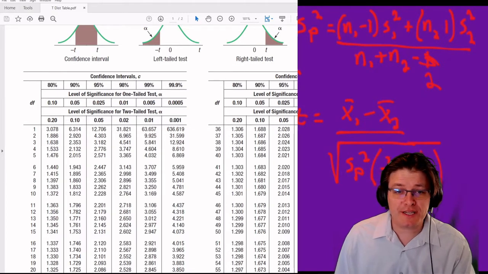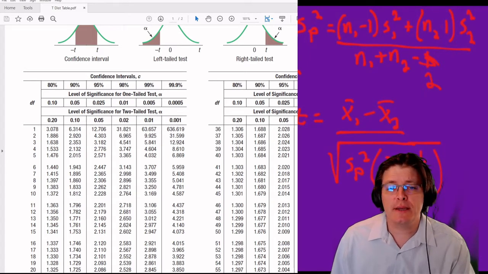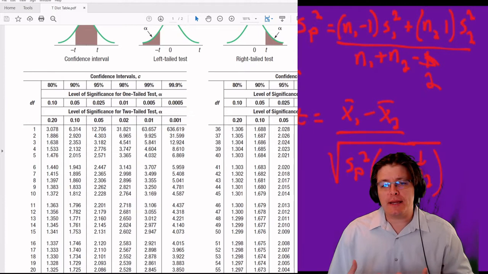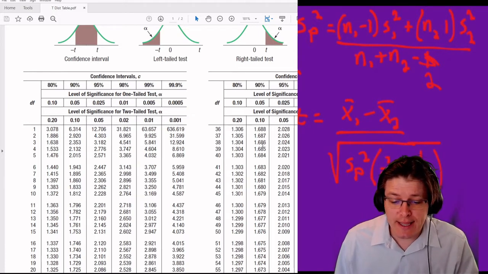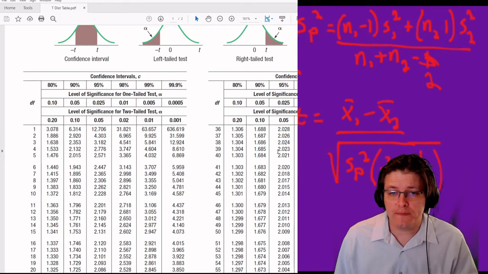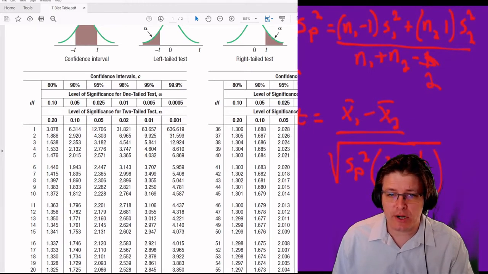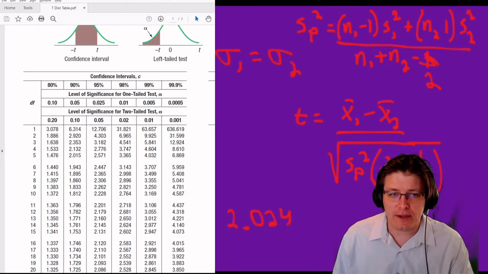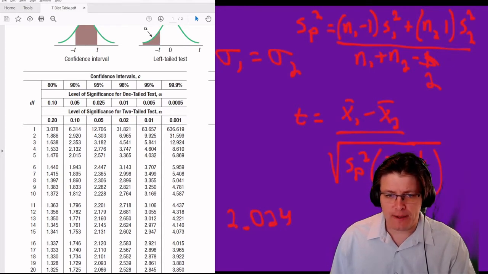So if we jump over to the t-table, we can find, again, we're at an alpha of 5%, a two-tailed hypothesis test, and our degrees of freedom is going to be n1 plus n2 minus 2, so in our case it is 38, and that leads us to 2.024. Okay, so that's the t-value that we're going to be interested in, the critical value that we're going to pay attention to.